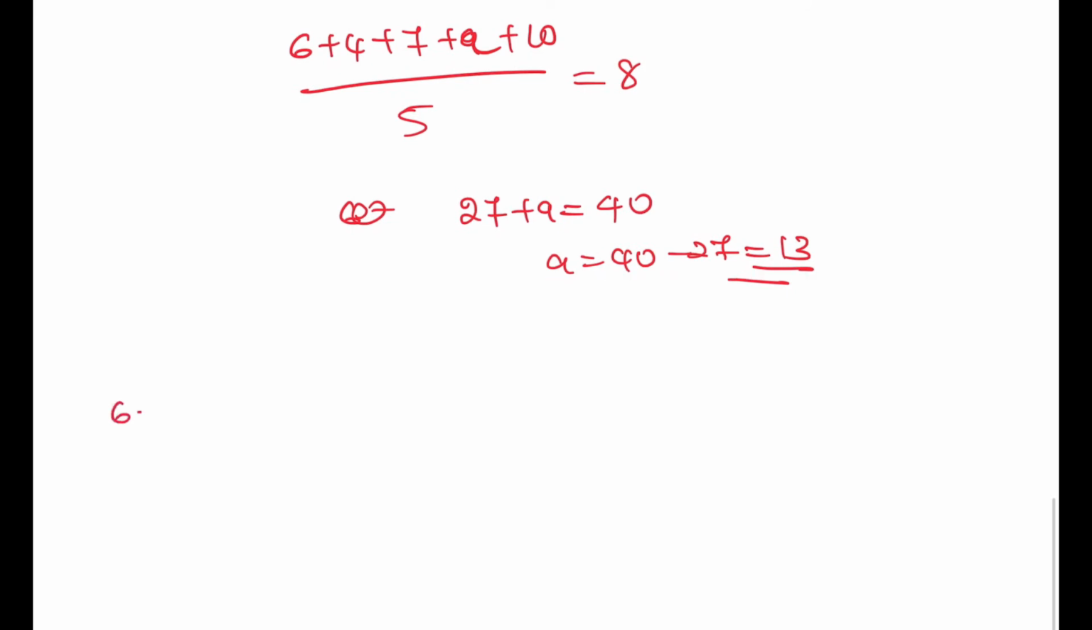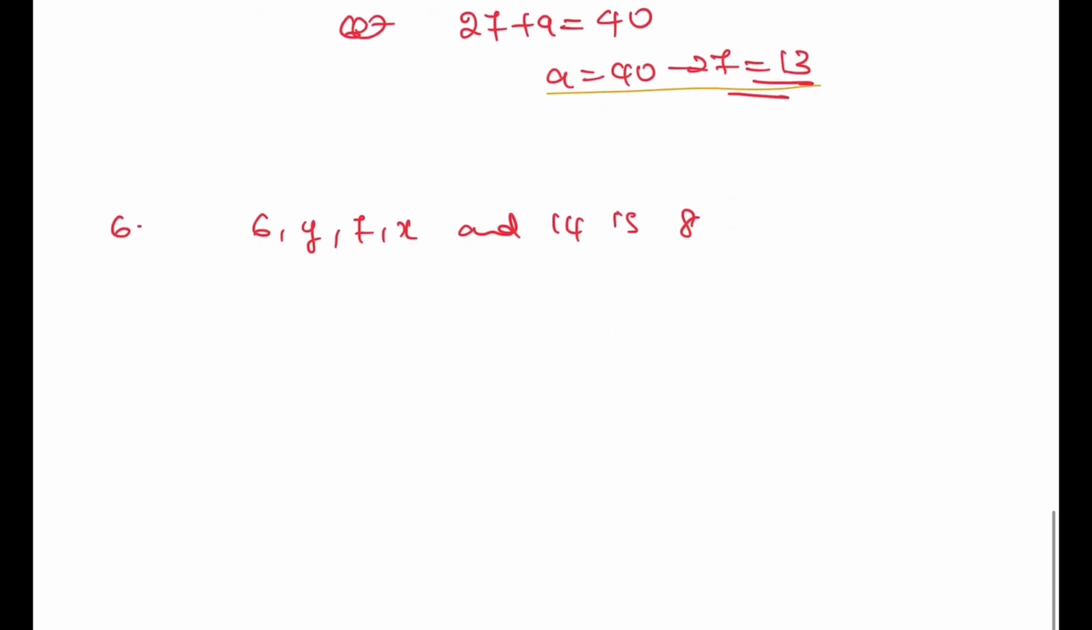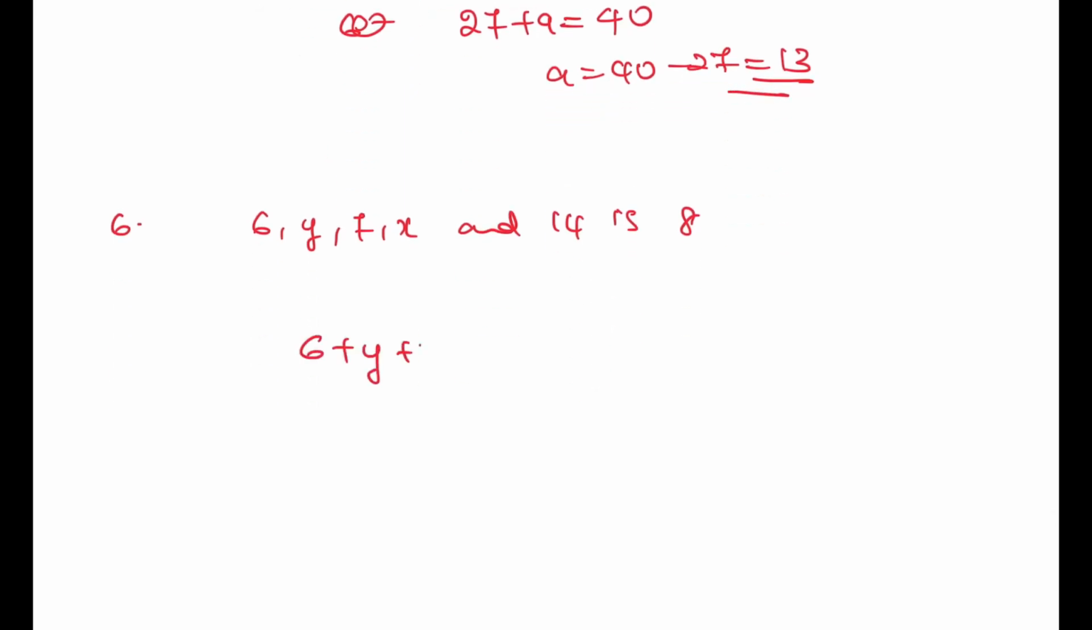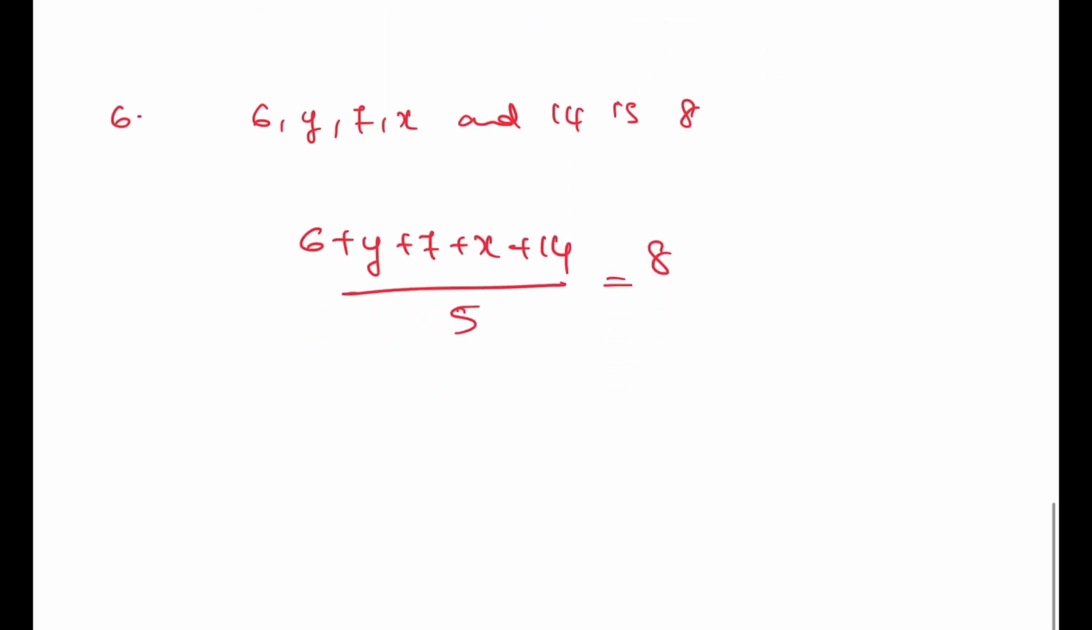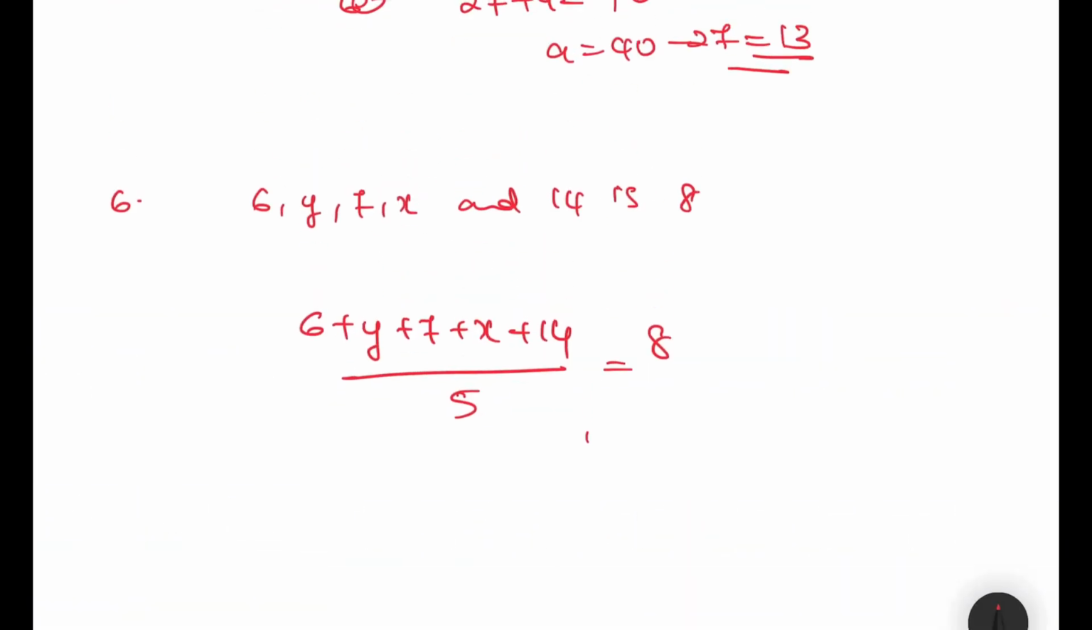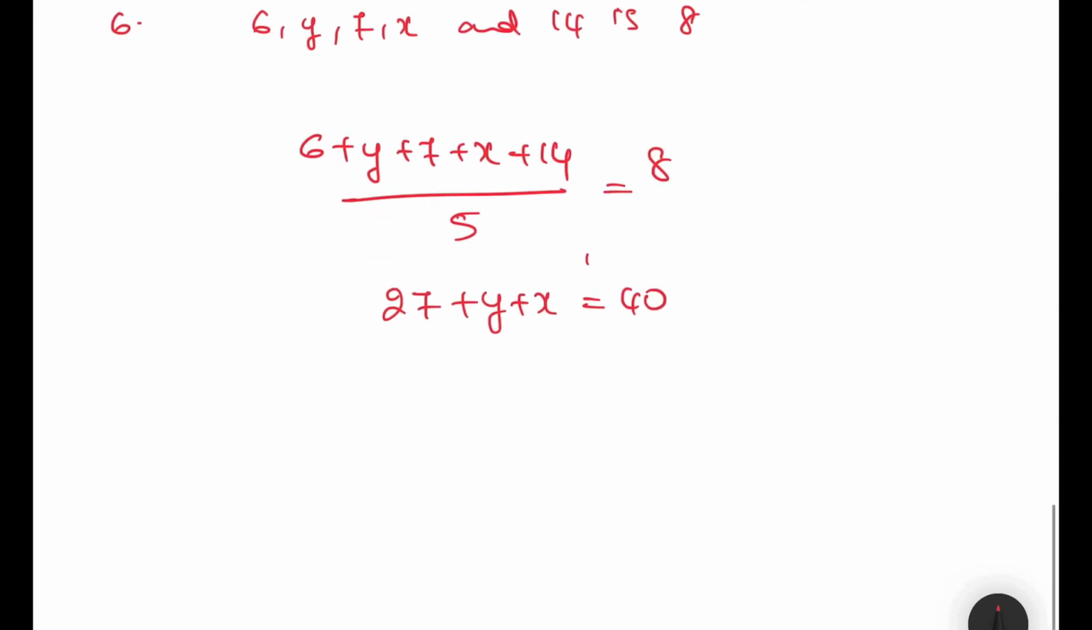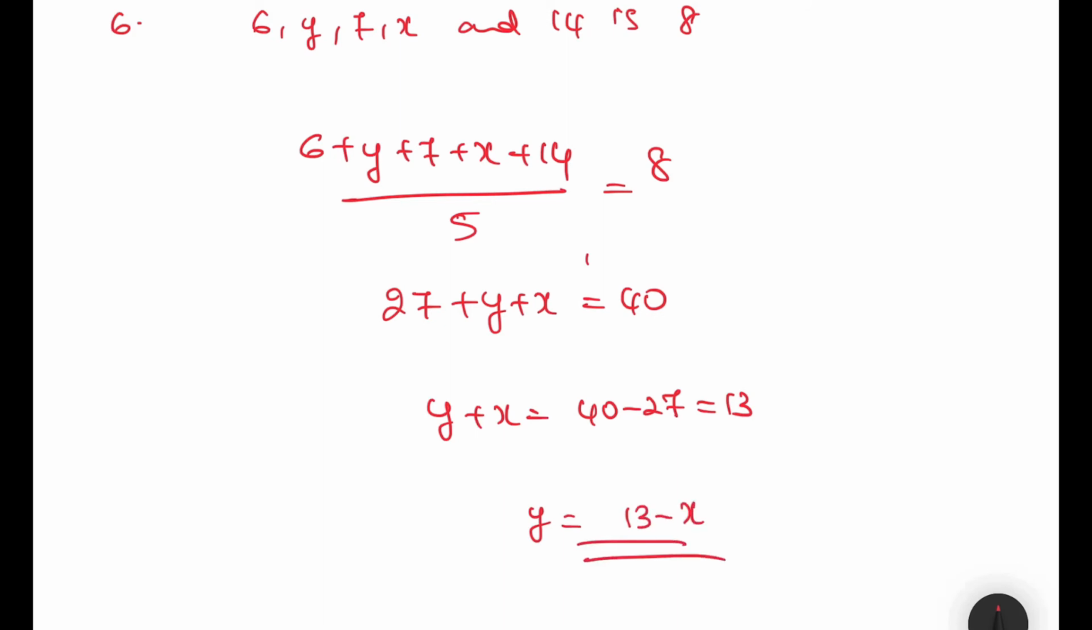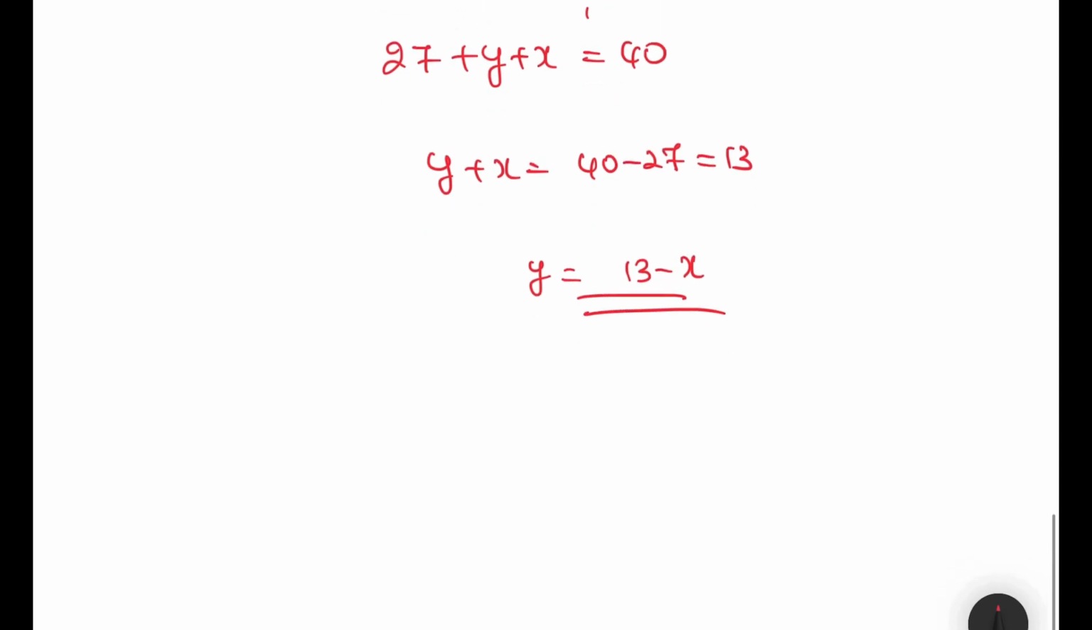Now sixth mean. The mean of the numbers 6, y, 7, x and 14 is 8. Express y in terms of x. How will you do it? 6 plus y plus 7 plus x plus 14 by 5 equal to 8. So 6 plus 14 is 20, 20 plus 7 is 27, plus y plus x is equal to 40. Y plus x equal to 40 minus 27, that is equal to 13. So y in terms of x, y is equal to 13 minus x. Hope it's clear.